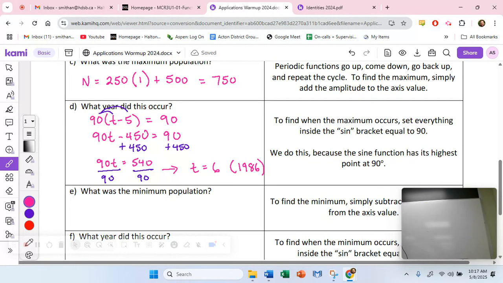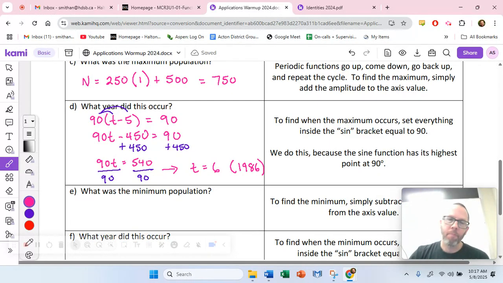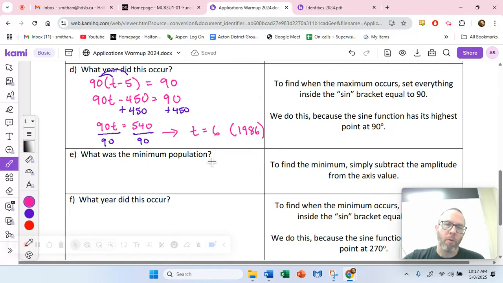Can you guys do the same thing with the minimum? So the lowest the sine function gets is -1. So for E, you guys do what you did in C, just use -1 instead. And then when you're finding when that occurred, do the same thing we did for D, except the minimum for the sine function occurs when the angle is 270. We'll set the inside to 270. I can just do E along with you guys because it's super quick.